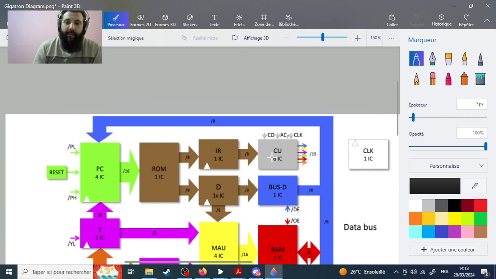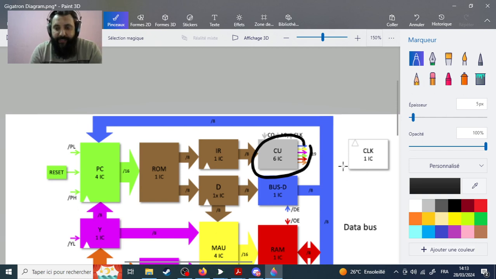The CU. Can you explain briefly what the CU does? The CU is the control signal. Yes, it is used to send out the signals to the other components of the data path.